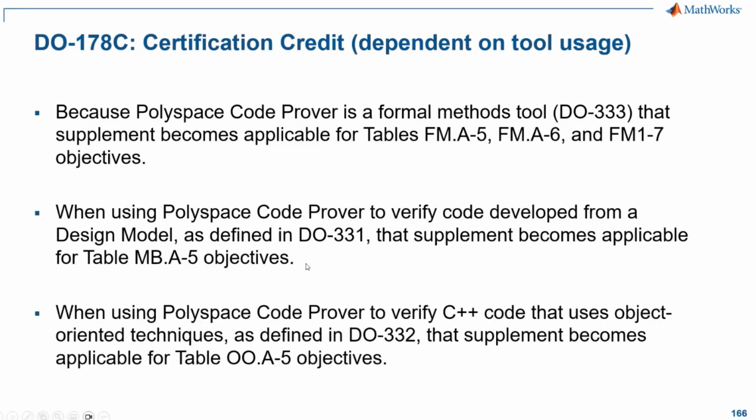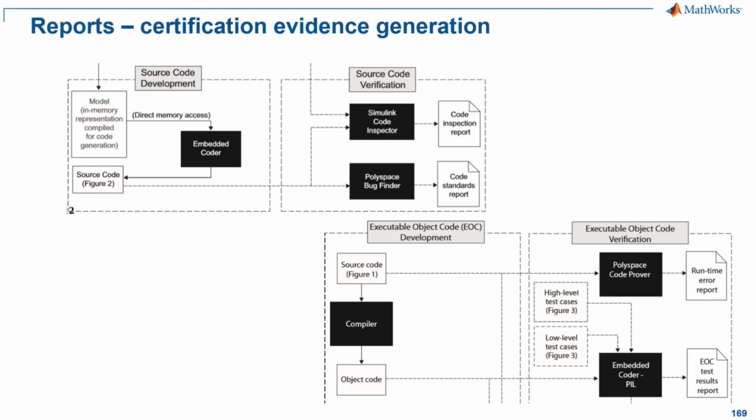And at the end, regarding also if you are working on the C++ code, that's where Polyspace Code Prover can help you to obtain some credit according to the DO-332 as well. And the table where this is applicable is the table OO-A5, objectives that are in this table. And also what we do deliver you when you apply it is the different reports for certification evidence.